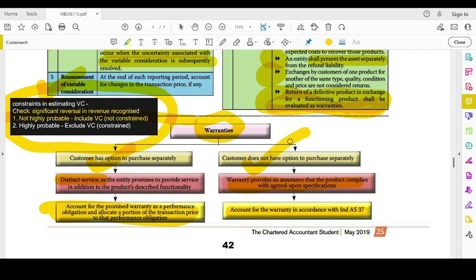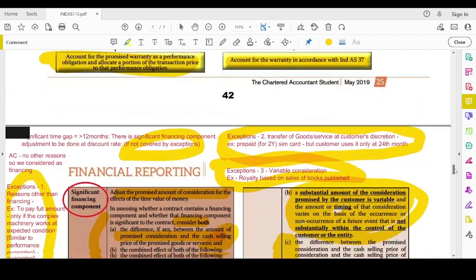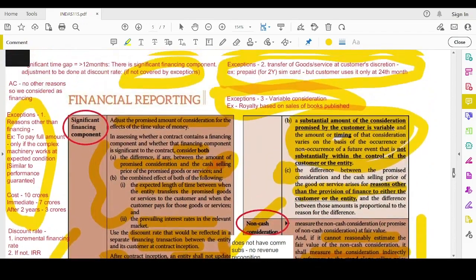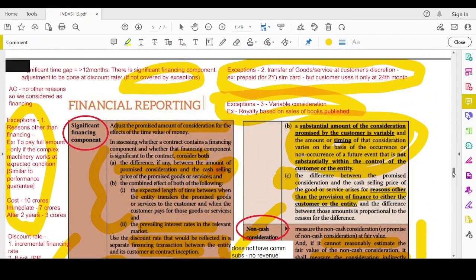It has to be treated in such a way which has been stated out in Ind AS 37, which is provisions, contingent liabilities, and contingent assets. We have to treat warranty as a provision under that. Okay, then significant financing component. Any period which is greater than 12 months will be treated as significant.